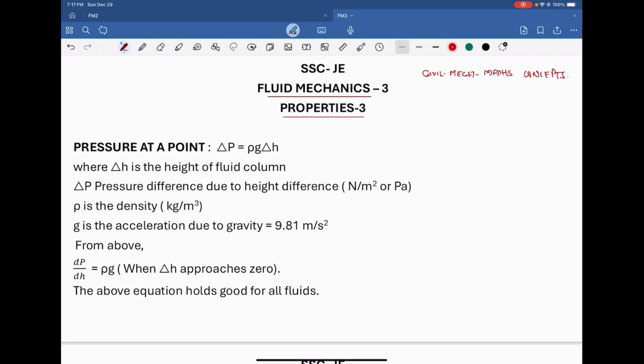In the first 2 lectures I had discussed pressure. Pressure is measured in newtons per square meter. 1 Newton per square meter is a Pascal. Kilopascal is equal to kilonewton per square meter, and megapascal is equal to meganewton per square meter.